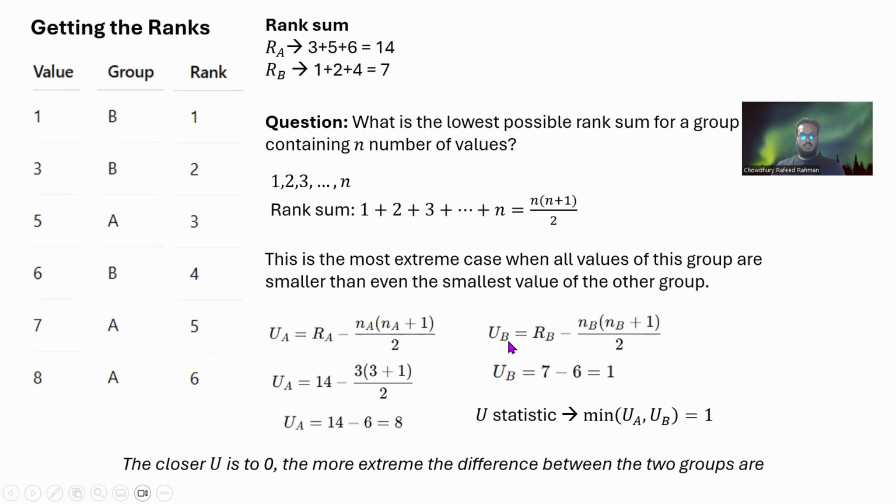So the moral of the story is, the closer U is to 0, the more extreme the difference between the two groups are. So if U would be a fairly large number, that means some of the values of group A are big, some of them are small, some of them are medium, etc. So there isn't really a significant difference between the two groups, group A and group B. But if we see that almost all the values of group A are much smaller than all the values of group B, then there is certainly a difference, right? And that difference can be measured by the U statistic. And the closer it is to zero, the more extreme the difference of the ranks are.